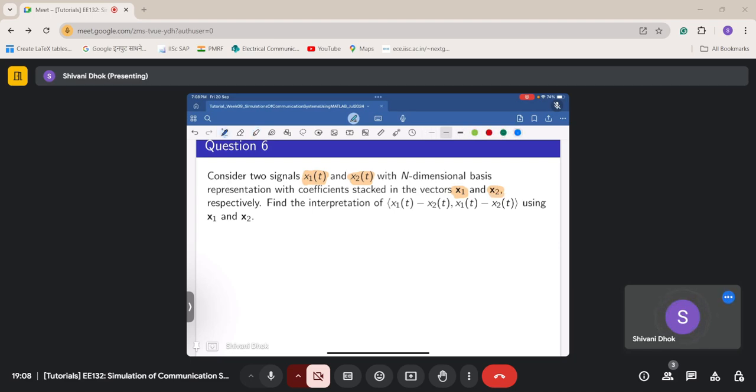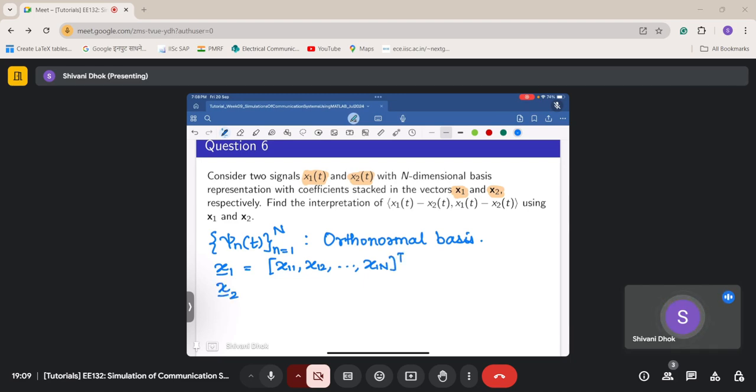So, what we will do is take psi n of t, n equal to 1 to capital N, as a set of orthonormal basis. Then this x1 vector is x11, x12 and so on till x1N transpose. This x2 vector is x21, x22 and so on till x2N transpose. And x1 and x2 have this orthonormal basis representation with coefficients stacked in the x1 vector and x2 vector.